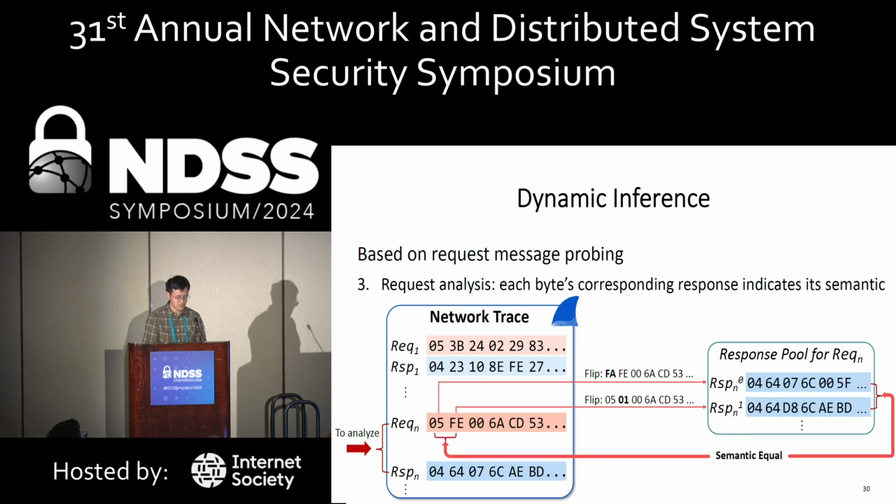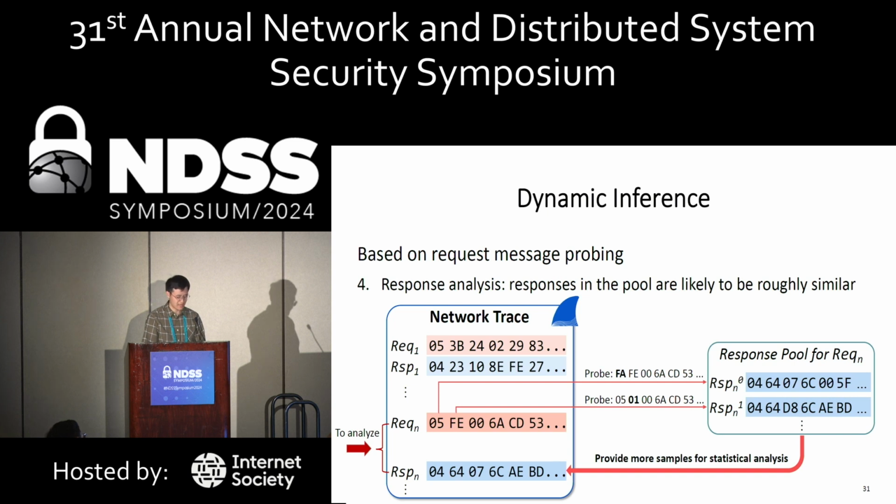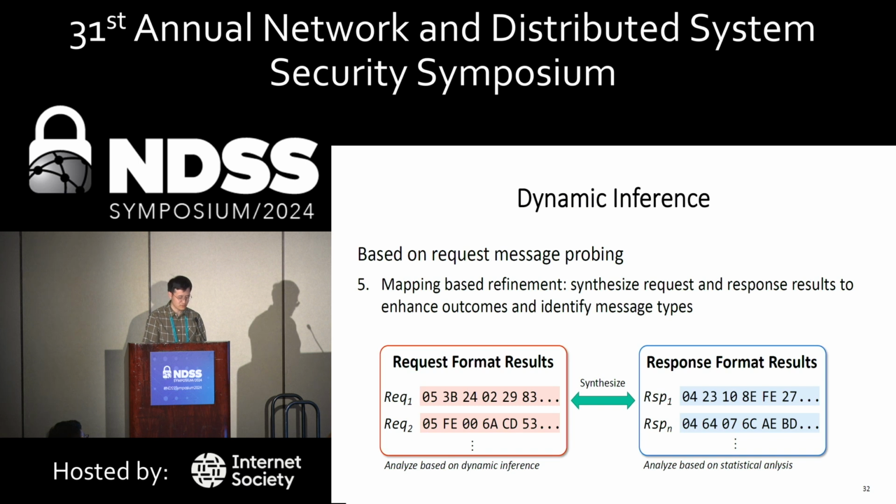On the one hand, these additional responses can be used as semantic indicators for the corresponding bytes. The semantic equivalence of 2 bytes corresponds to the semantic equivalence of the corresponding responses. If 2 consecutive bytes are judged to be semantically equivalent, they are considered to belong to the same field. On the other hand, since the responses are usually received passively and are difficult to probe, we use traditional statistical analysis. These additional generated responses can enrich the samples for statistical analysis. Finally, we use a refinement process to further improve the accuracy of inferred formats by synchronizing the request and response results. In this process, we also form the type of each message.